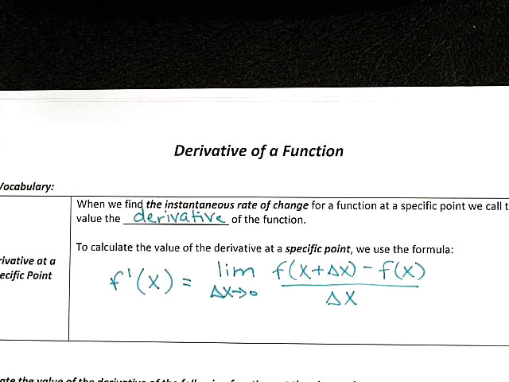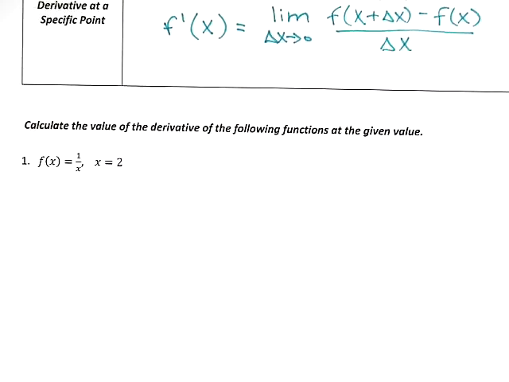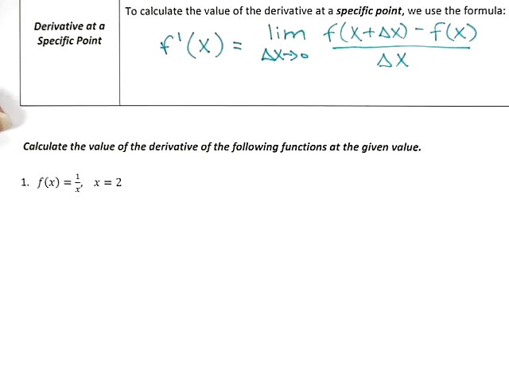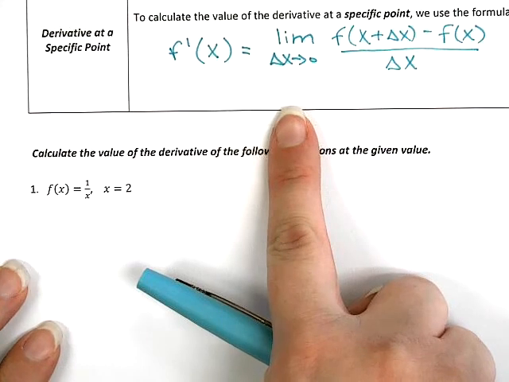So finding the slope of a curve at a point, finding the slope of the tangent at a point, and finding the derivative all mean the exact same thing. Okay, so take a look at this first example. Calculate the value of the derivative of the following functions at a given value.